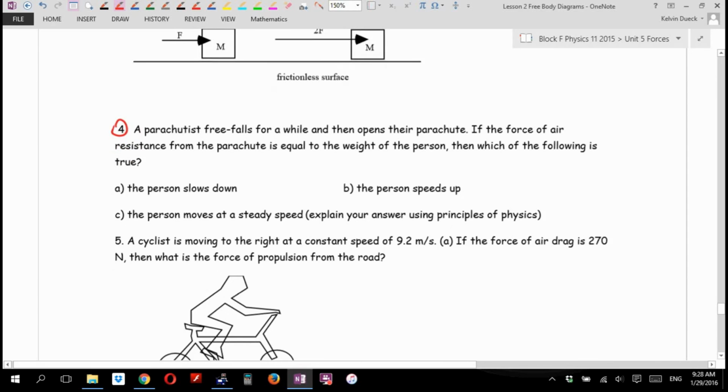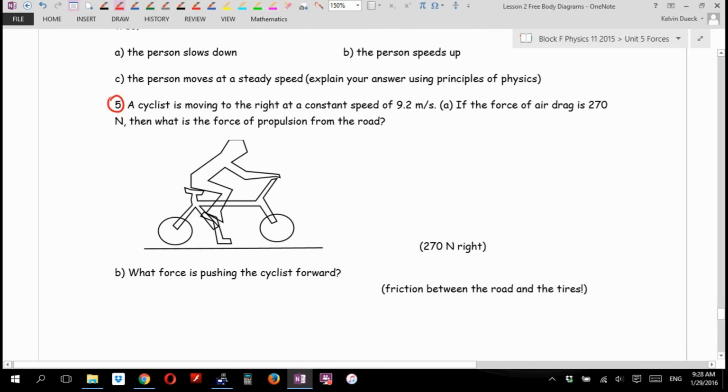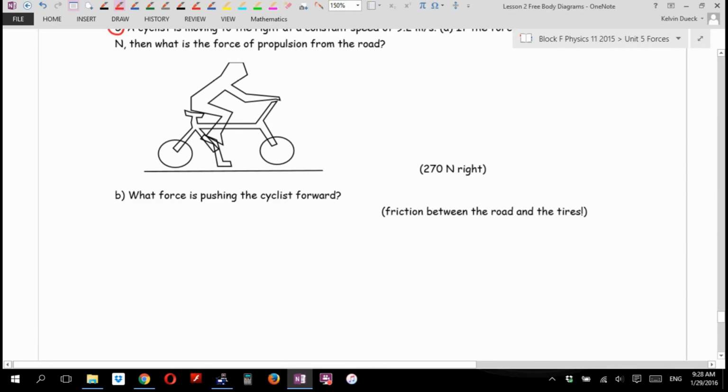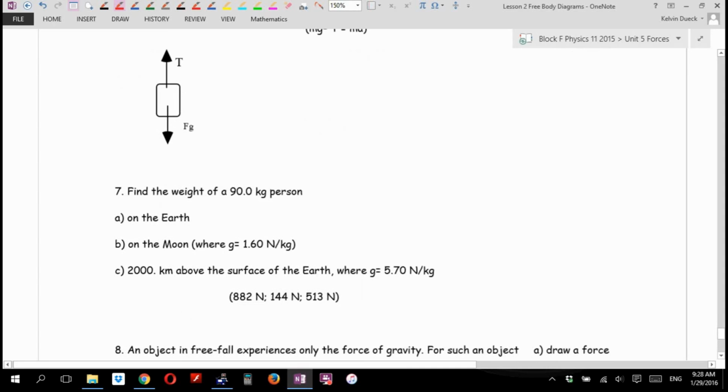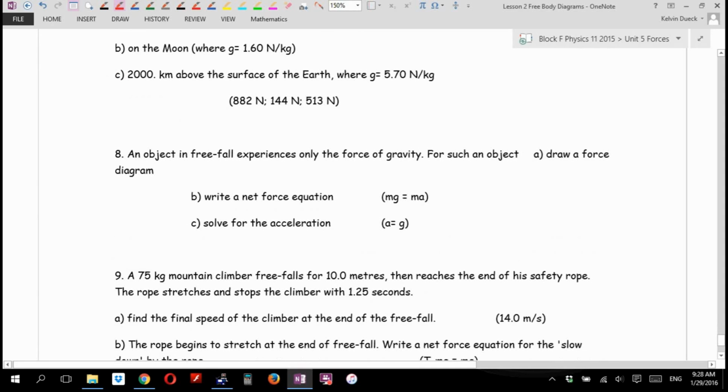Number 4 is good. Number 5 is good. Hey, that's a pretty good cyclist, Mr. Dewick. Yeah, I have a friend who's good at stick figure drawings. 6 is good. 7 is good. Are you just going to assign everything, Mr. Dewick? Yep. 8 and 9.